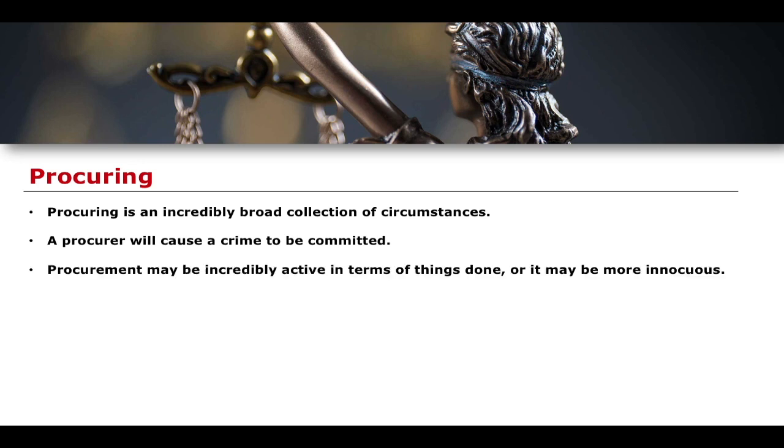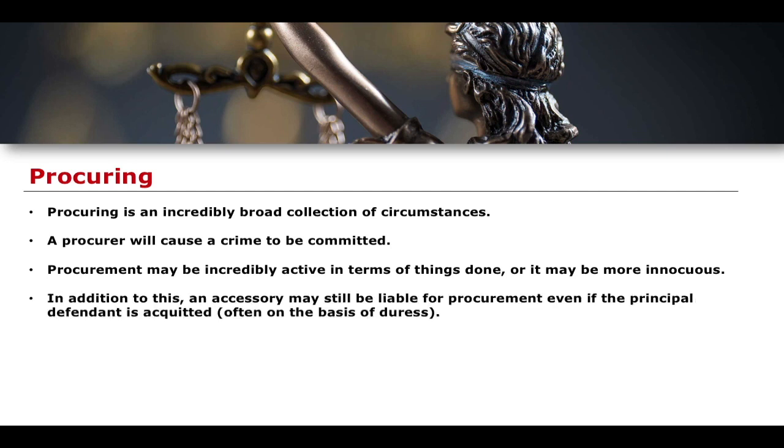and could involve a whole host of different things. Procurement may be incredibly active in terms of things done, so it could be very much within the context of the crime, getting involved quite heavily in the procuring of the offence. It could also be incredibly innocuous, but still result in the crime being caused. In addition to this, an accessory may still be liable for procurement even if the principal defendant is acquitted.